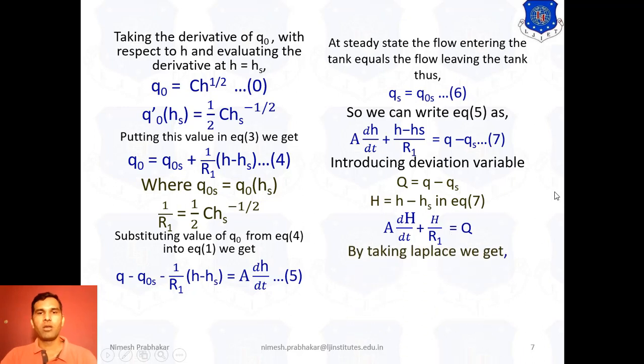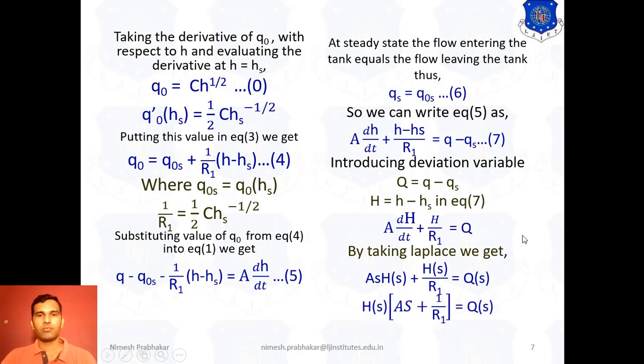Now by taking the Laplace transform of this equation, we can write A, and the Laplace of this derivative term is s into H of s, plus H of s upon R1 is equal to Q of s. So this is the Laplace transform of this equation. Now H of s is common, so we can write H of s in bracket (A s plus 1 upon R1) is equal to Q of s.